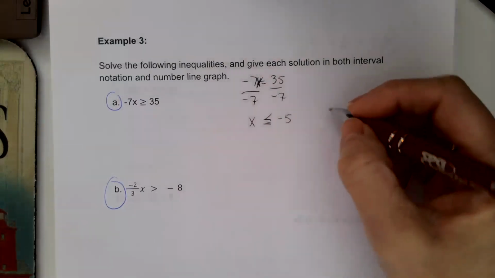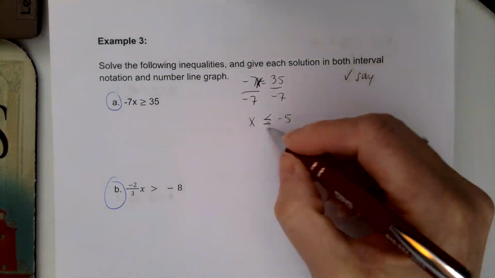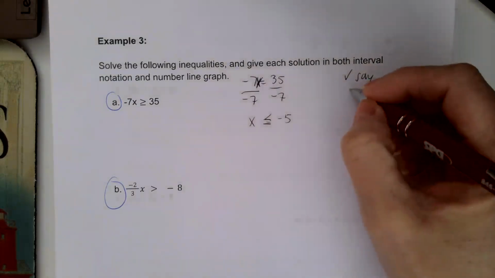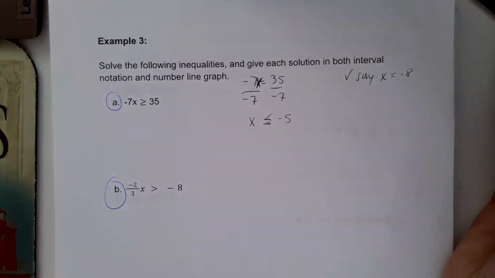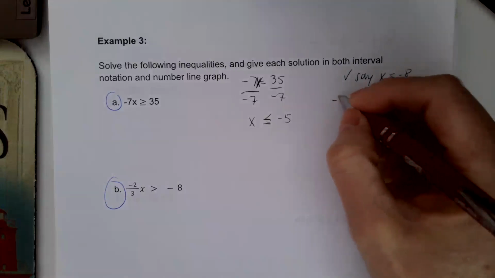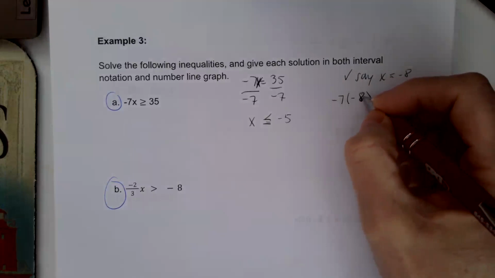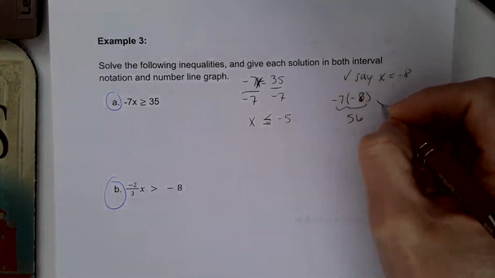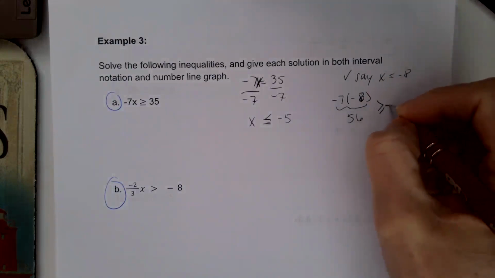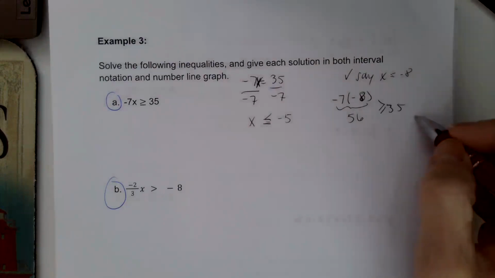Okay. And so I'm going to check my answer. So I'm going to pick a value that's less than or equal to -5. So I'm going to say x is equal to -8, just to pretend. So then I have -7 times -8. And that is a positive 56. And that is definitely greater than or equal to the original 35. So yes, I'm good.